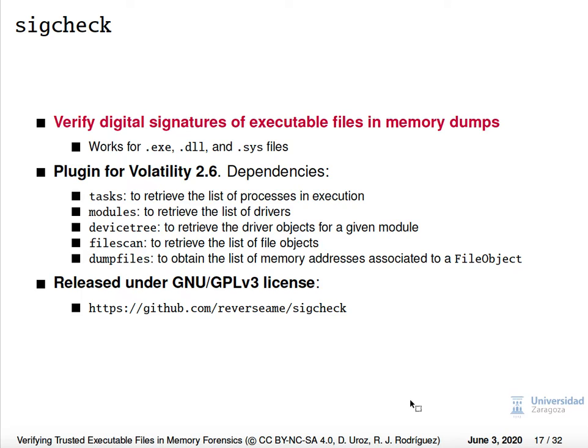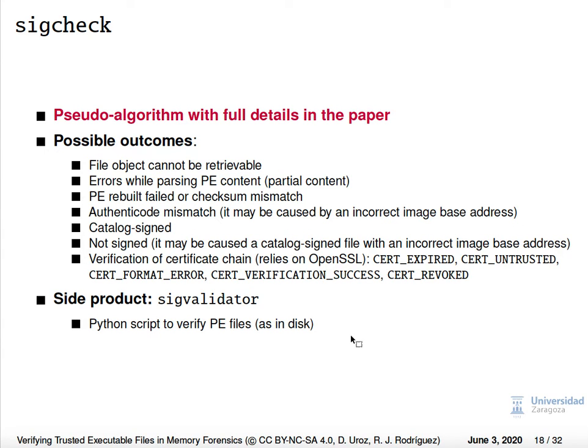Well, we have developed our plugin, which is named SigCheck, like the tool of Microsoft, in order to verify signatures. Our plugin verifies digital signatures of executable files in memory dumps. It works for EXE, DLL, and sys files, and is a plugin for Volatility 2.6. It has some dependencies, as you see here, and it has been released under a GPL version, so you can check it out on the website. If you want more information about how it works, you can check it in the paper. You have the pseudo algorithm there.